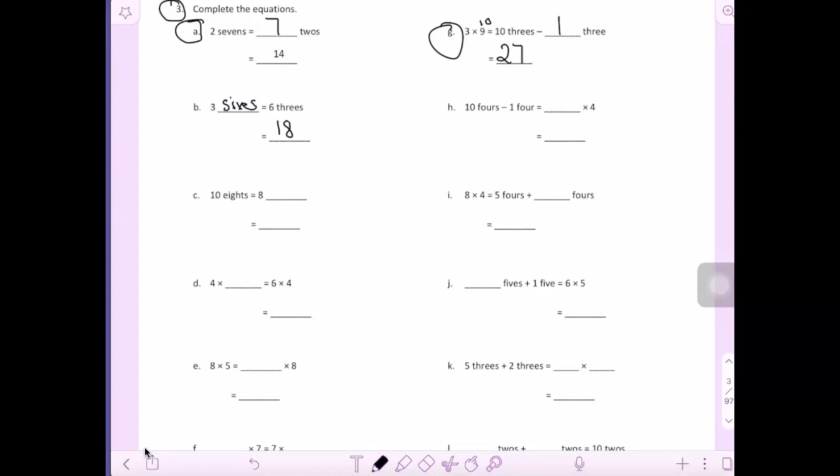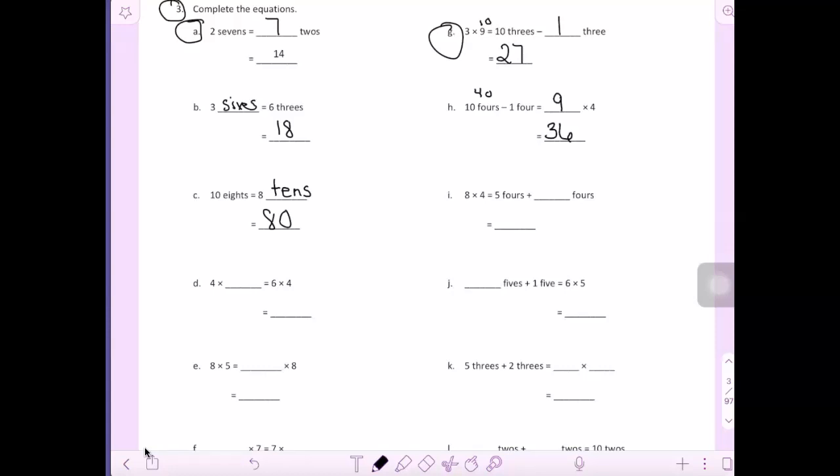Let's look at letter H. If we have 10 fours, okay, and we take 1 four away, 10 fours is 40. That's the same as saying 9 times 4, and we get 36. That's a way to help us with our 9 times tables. We can add 1 to it and then take 1 away. Let's look at letter C. 10 eighths is equal to 8 tens. Same way to say it, and that is equal to 80.